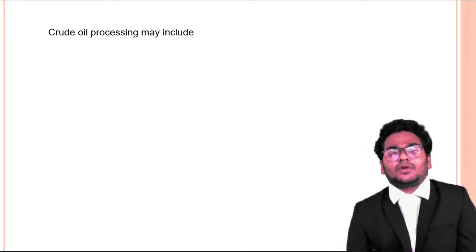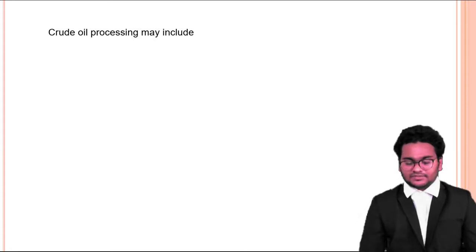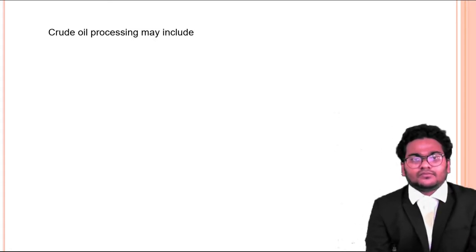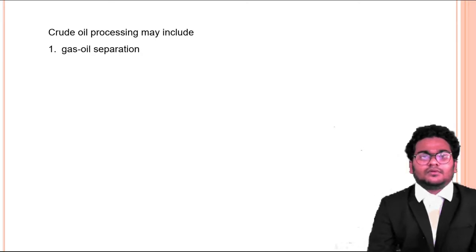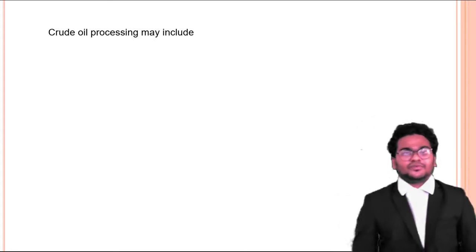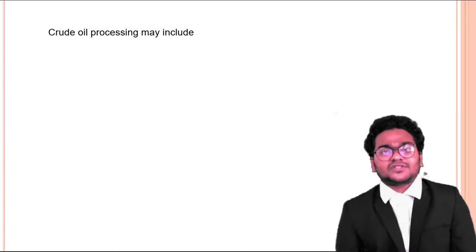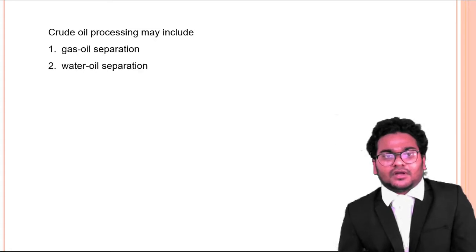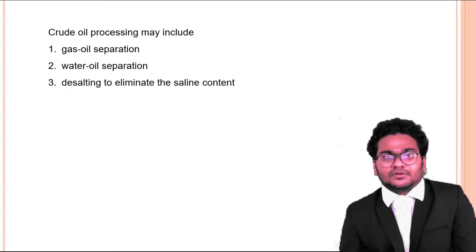So what about the crude oil? Crude oil processing may involve different types of things. We already discussed the gas, and now we have to discuss crude oil processing. Oil processing means gas oil separation and water oil separation.